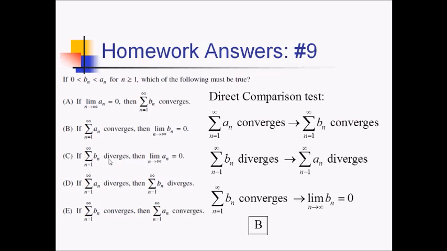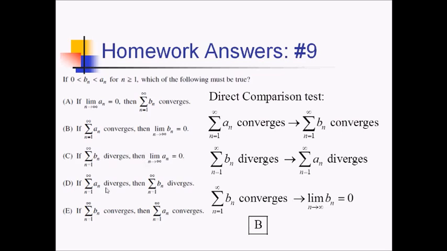Choice C, if B diverges, then the nth term of A is going to be 0. Well, if B diverges, that means that A is going to diverge. Now, if A diverges, it could have an nth term test that comes out to 0, like the harmonic series, or not. It could go either way. It could actually fail the nth term test on the first try. So C isn't necessarily true.